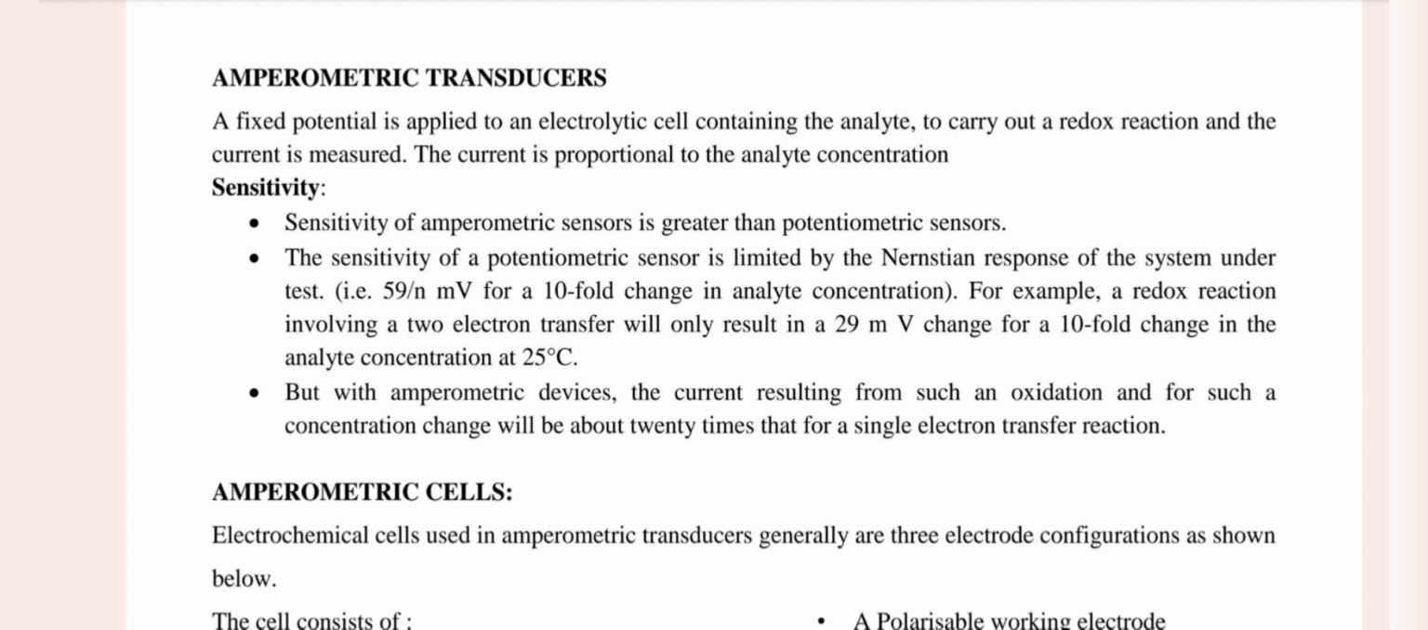But in the case of amperometric devices, if the electron transfer is 1, then a tenfold change in concentration produces a 20-fold change in current density. In the case of amperometric sensors, suppose there is a tenfold change in concentration, then there is a 20 times change in the current measurement. So its sensitivity is very high compared to potentiometric sensors.